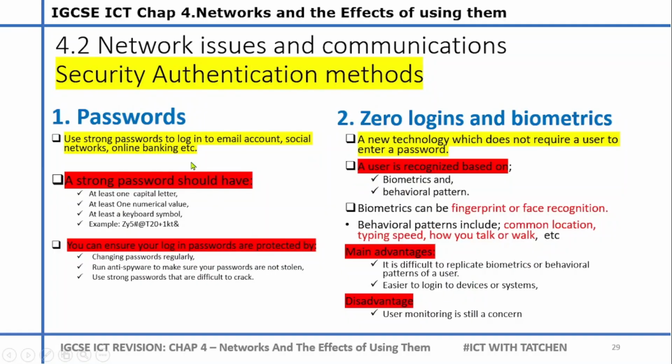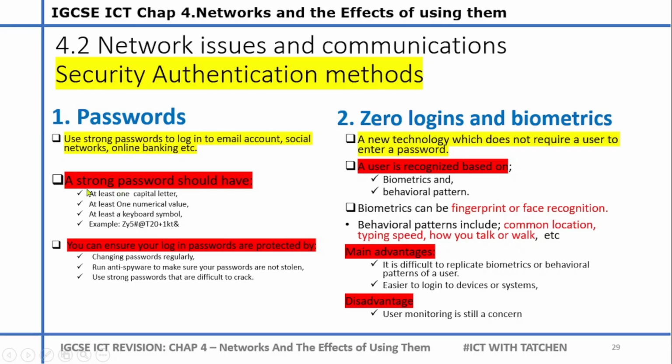Now, what are some security authentication methods? How do you authenticate yourself or a system on a network or devices? The first one is password. This is a very common method. The advice, to stay away from those security issues, is to make sure you use strong passwords to log into email accounts, social networks, and online banking.